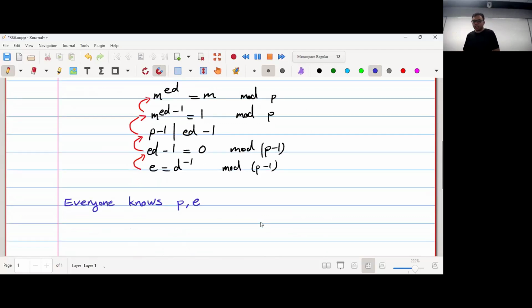So since everyone knows P and E, everyone can find P minus 1, just subtract 1 from P. And then we've seen the algorithm for computing modular multiplicative inverse, which is just the Euclidean algorithm for GCD, basically. Right? So anyone who knows E can find D. So everyone knows P and E and can compute D, which is just the inverse of E modulo P minus 1. Okay.